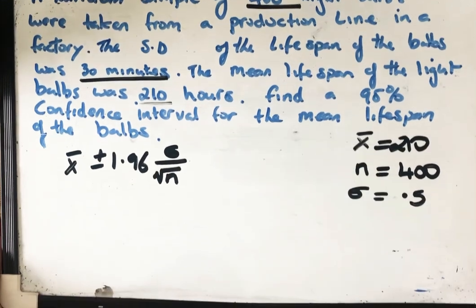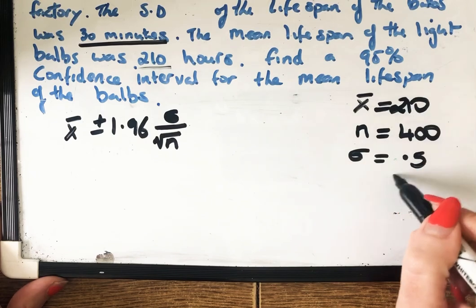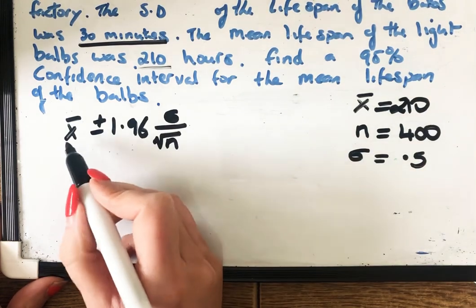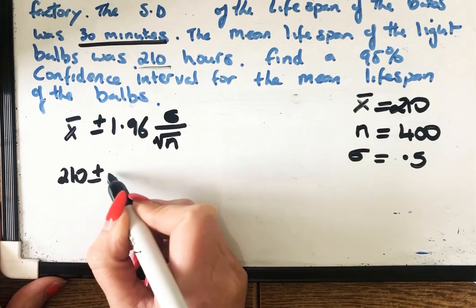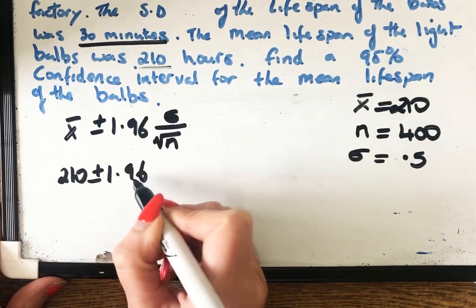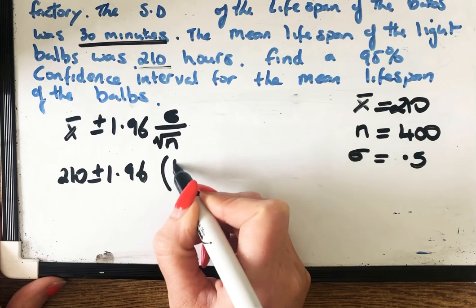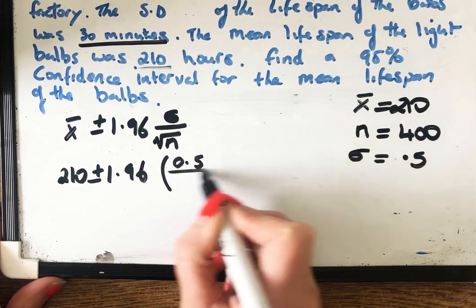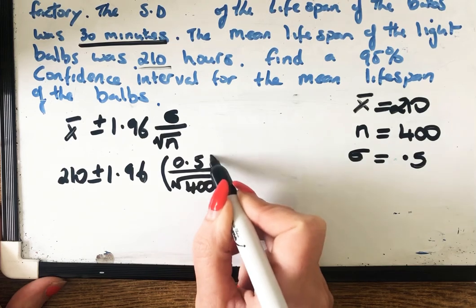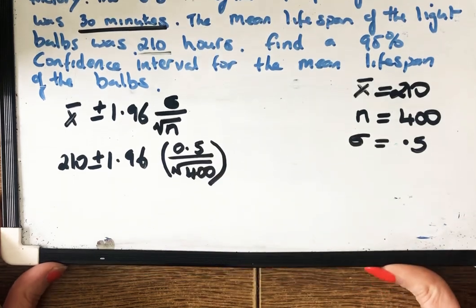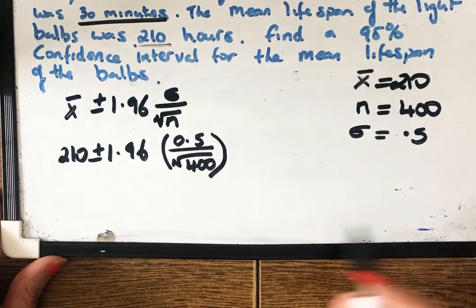Okay, so let's carry out our question. Let's put in our three variables in here. So our x bar is 210, plus or minus 1.96, our sigma is 0.5, all over root 400. Now we go to our calculator and we type in our numbers.